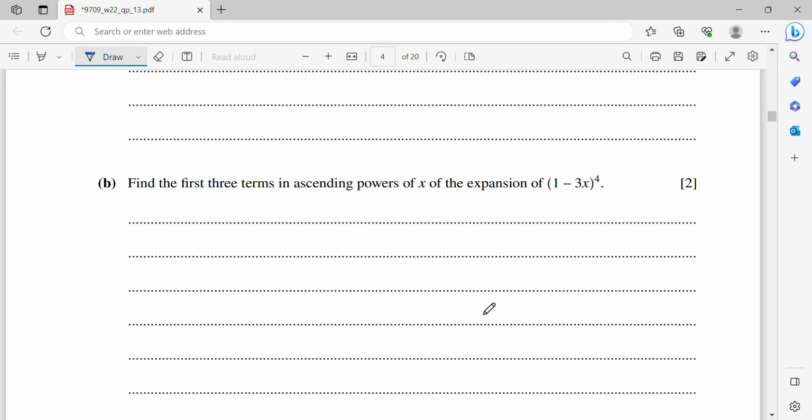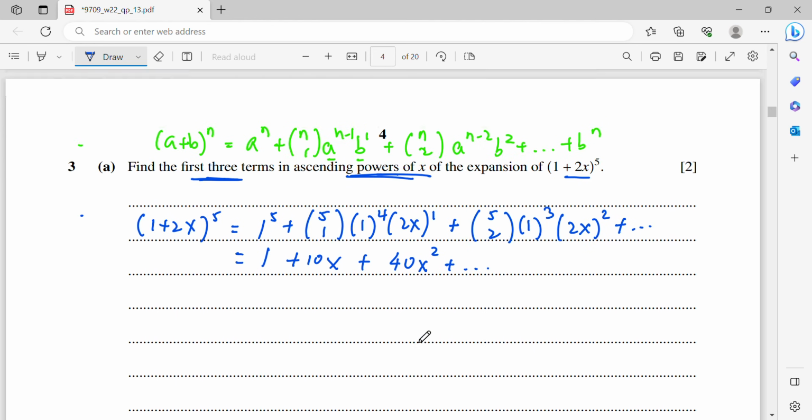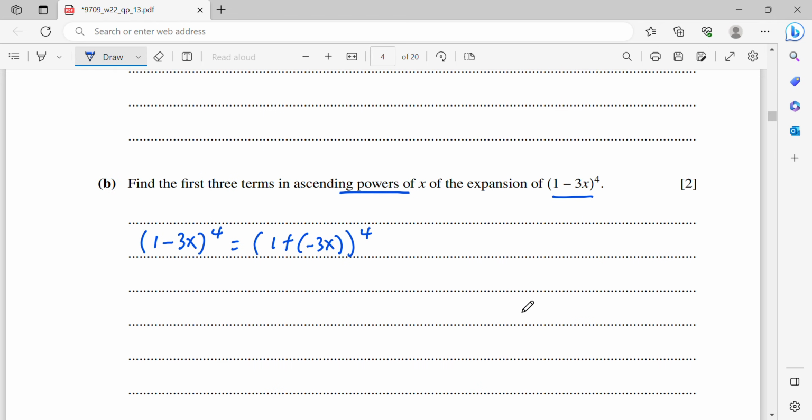Now for b, find the first three terms in ascending powers of x for another function. So here (1 - 3x) to the power 4. From here I can say that this is basically (1 + (-3x)) to the power 4. So my a remains as 1, but my b, for you to use this formula, you must make sure that it is a sum, it is a plus. So now my b becomes a negative value. That's why I purposely make it 1 plus bracket negative 3x, so that my b is negative.